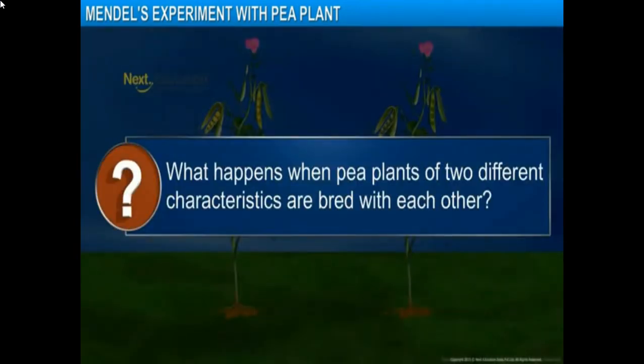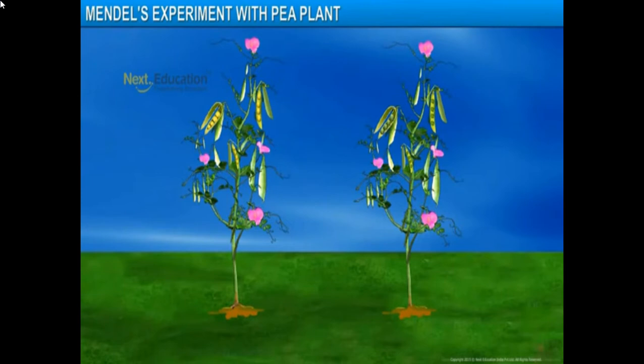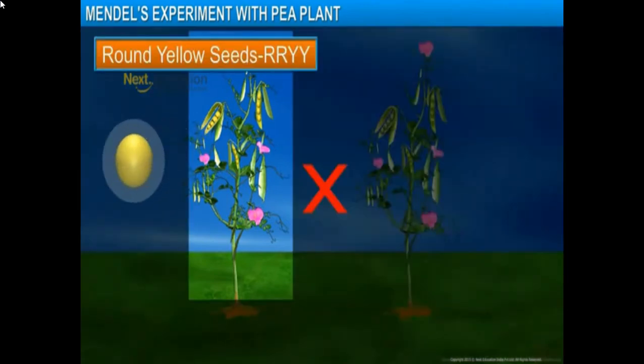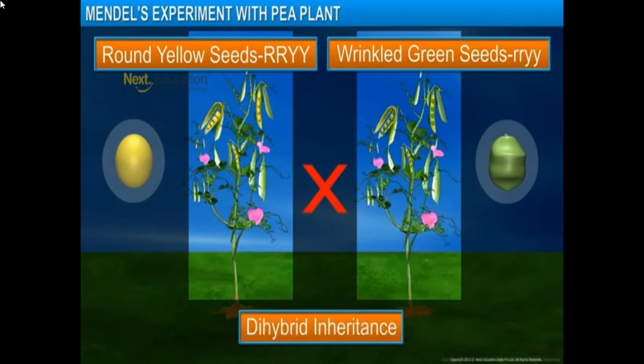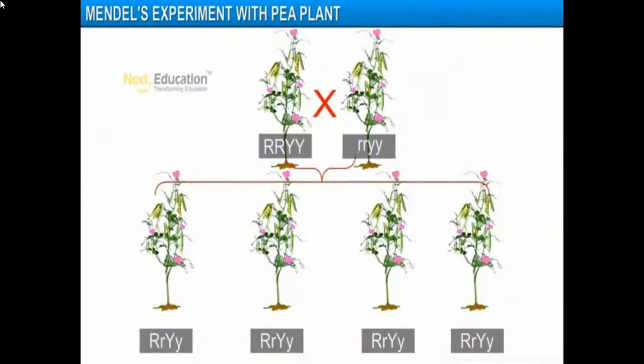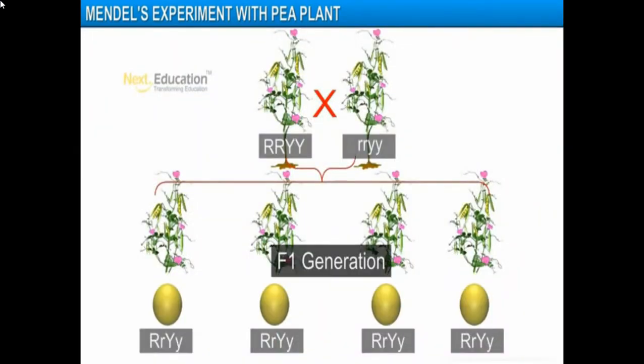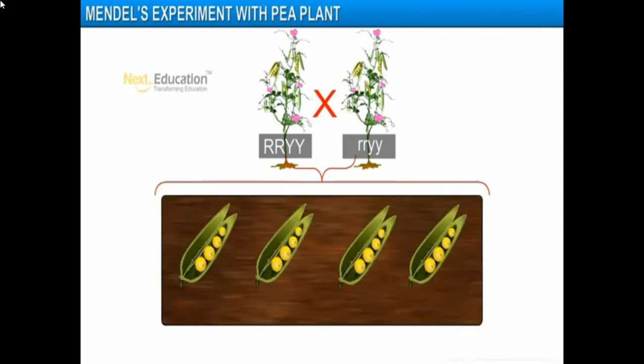What happens when pea plants of two different characteristics are bred with each other? Let's consider a hypothetical situation. We cross a plant producing round and yellow seeds with a plant producing wrinkled green seeds. The inheritance of two such characters is known as dihybrid inheritance. The entire F1 progeny produces round and yellow seeds. In such a case, round and yellow seeds would be the dominant traits.